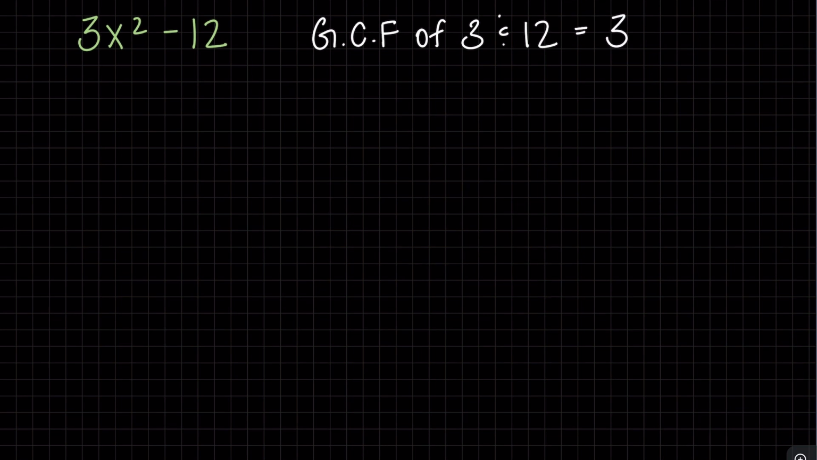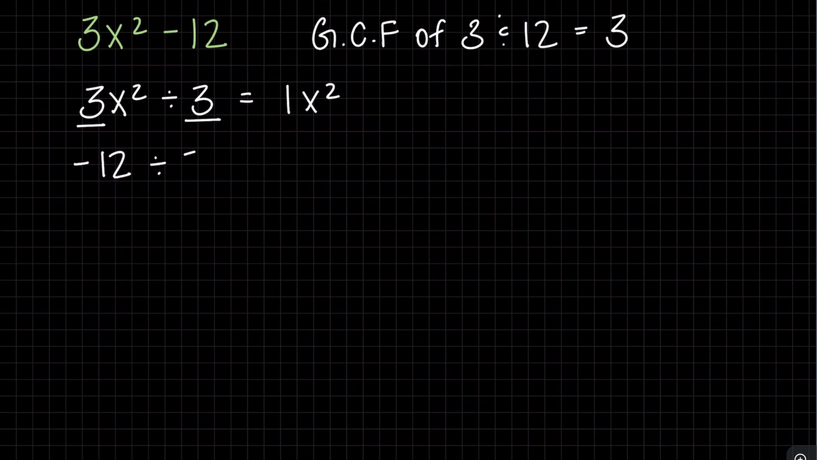So that means that we're going to divide each of these terms here, this term over here, and this term over here, by 3. So if I do 3x squared divided by 3, all I'm doing is just 3 divided by 3, which is 1, and I'm just left with my x squared term. Then I'm going to do negative 12 divided by 3, and that's just negative 4. So now I'm going to put 1x squared and the negative 4 together to make an equation.